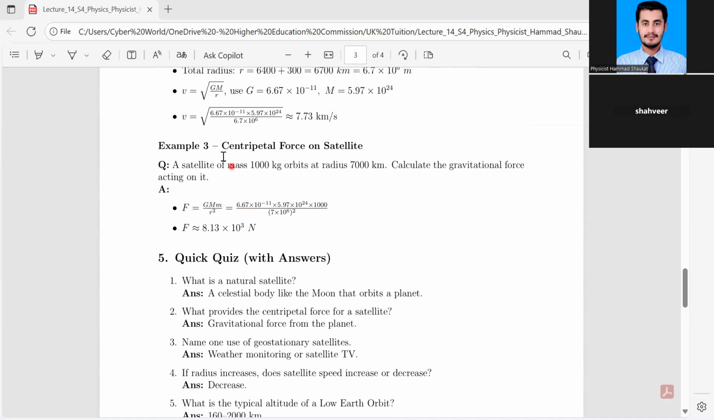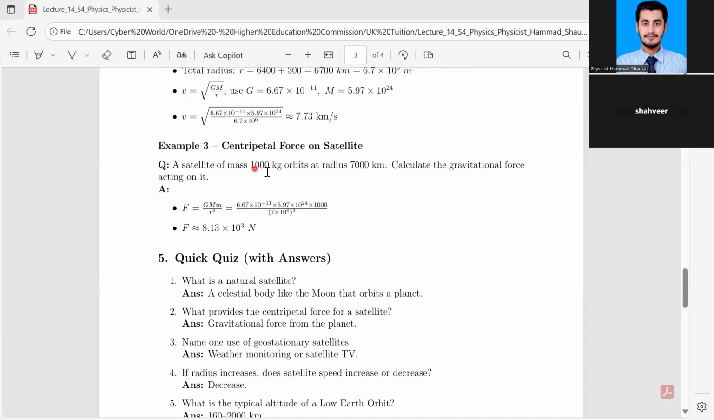This is not mentioned in the problem. You have to remember this value, which is 6.67 multiplied by 10 raised to power minus 11. And again, the value for capital M is not given. You have to remember the value, which is 5.97 multiplied by 10 raised to power 24. It is the mass of the Earth, whereas small m is always given. And small m is basically the mass of the satellite.